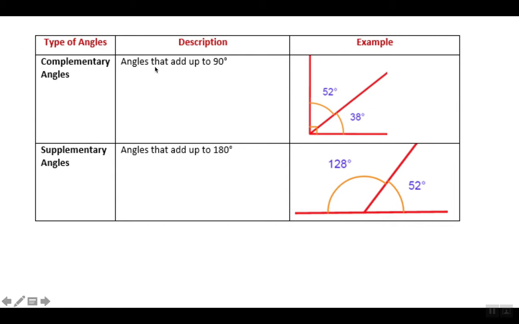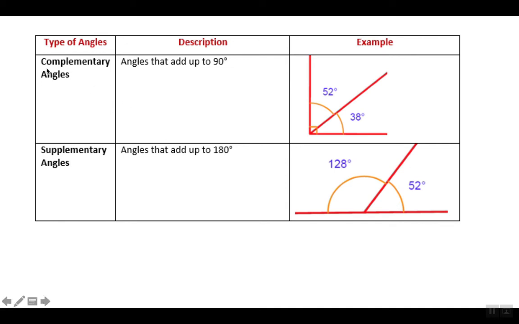Two other definitions that you may remember from middle school are complementary angles and supplementary angles. Complementary angles are angles that when you add them up equal 90 degrees. Here's an example. A 52-degree angle plus a 38-degree angle would equal 90 degrees, so those angles are complementary angles. Supplementary angles are angles that add up to 180 degrees. And remember that 180 degrees forms a straight line. A straight line always measures 180 degrees.